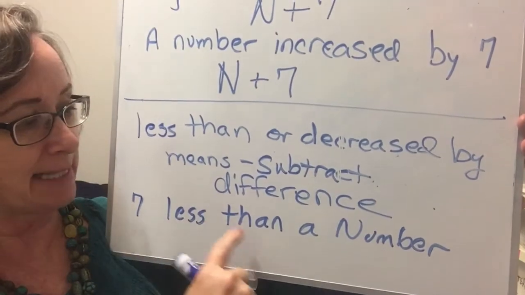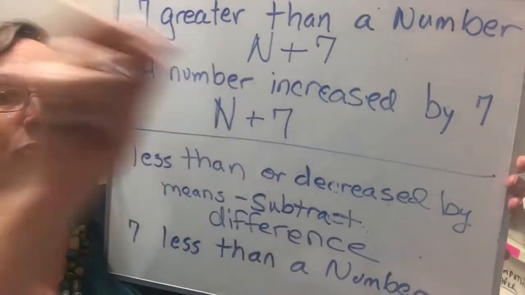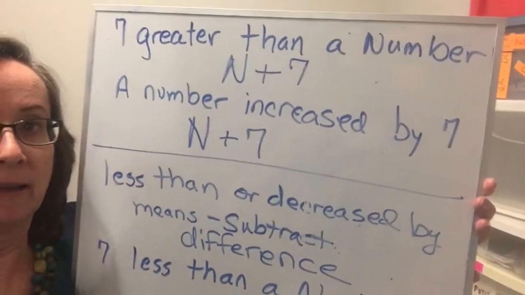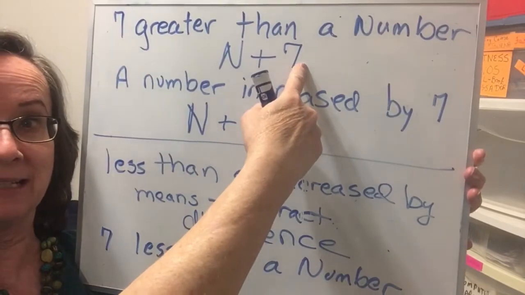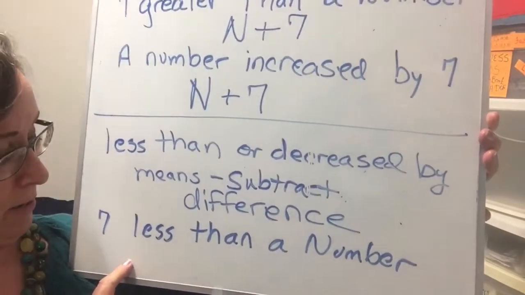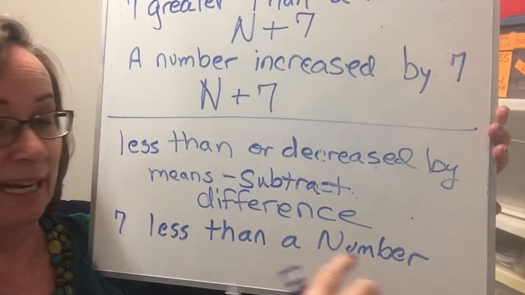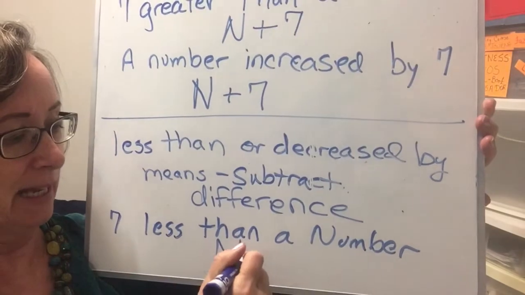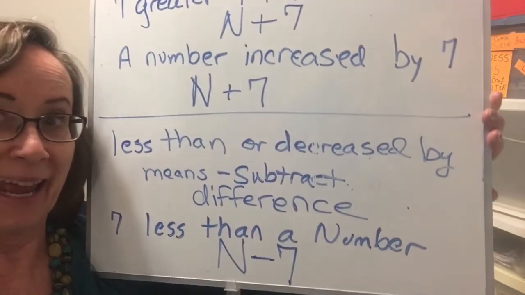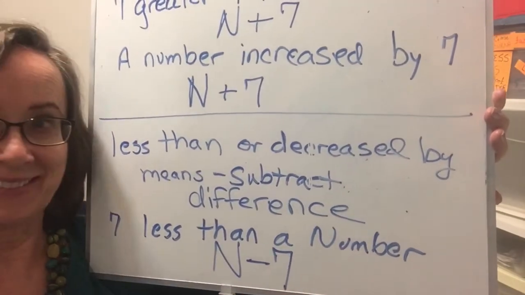7 less than a number. Now, remember what I said when I said 7 greater than a number. The greater than was on the end. The same thing is true here. 7 less than a number means that I start with the number and then I take 7 less than that, and the algebraic phrase is n minus 7.